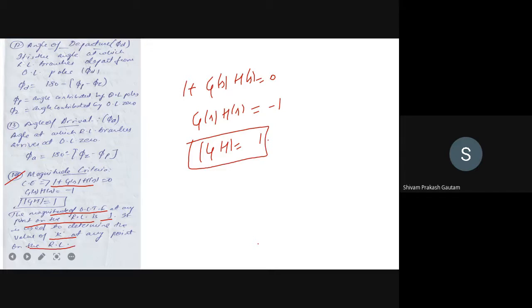So in this gh, we are having it in terms of k and s, right? And so you can put the values of s. That means for any point, you can calculate the value of k, right? So this is the magnitude criteria.